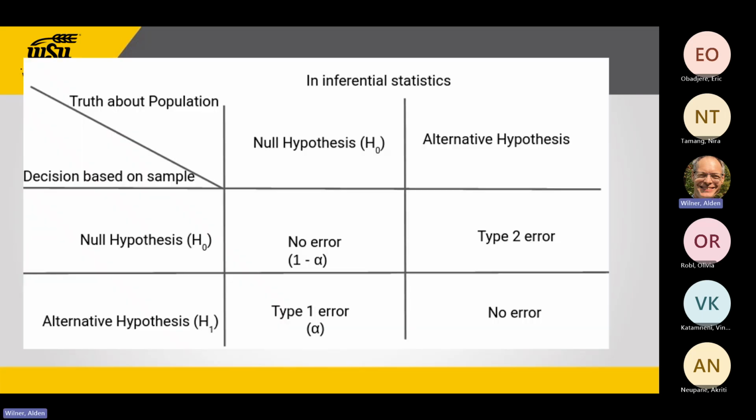So, truth about the population, inferential statistics, we've already said. Null hypothesis, that's 1 minus alpha confidence. The type 1 error, that's alpha. Type 2 error is we say they are innocent when they're actually guilty. And no errors when we say they're guilty when they are guilty.